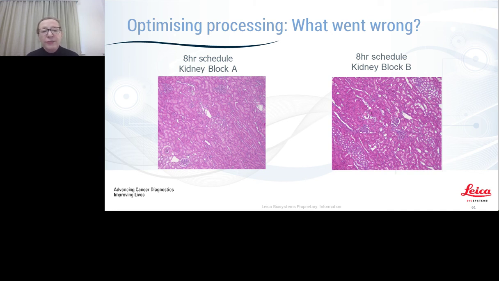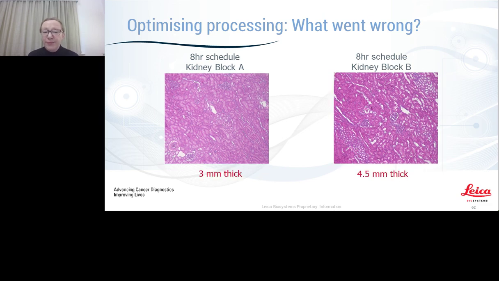So think of the different steps that we just went through. What do I know, and how would I understand what has actually happened to this tissue? Why is there such a difference between a really well-processed kidney in block A and a pretty poor tissue in block B? So think about what your answer will be. What is the difference between these two tissues? But I'll go to the next slide and let you know.